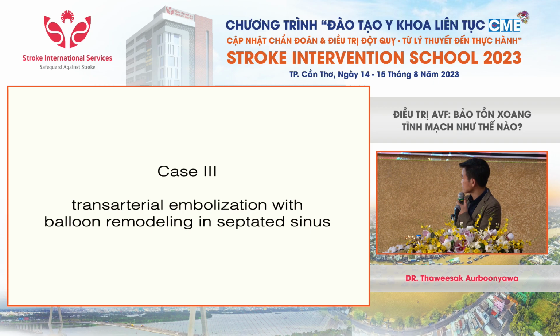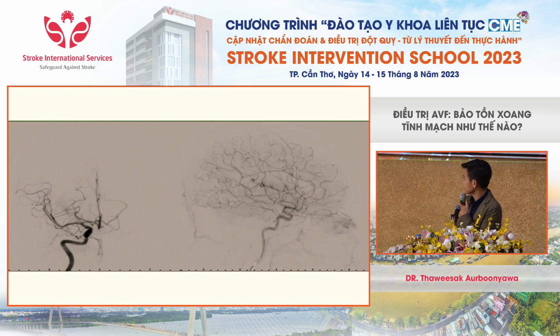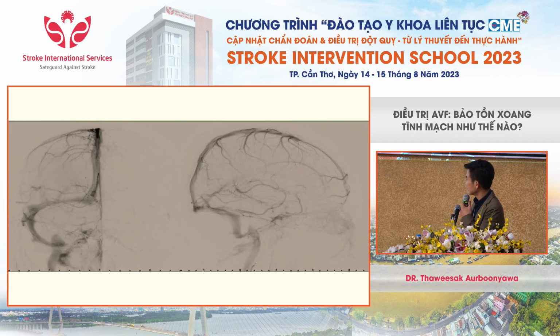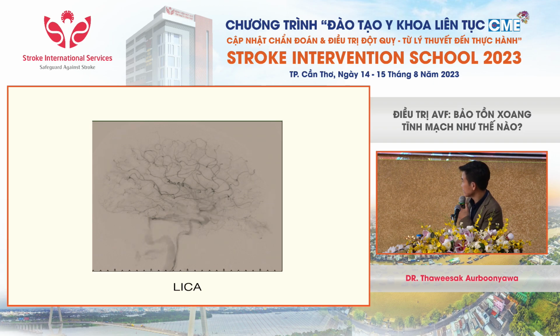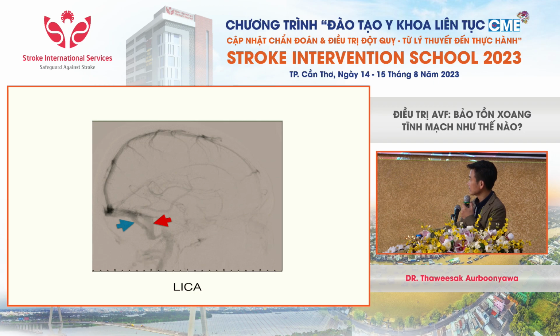The last case, transarterial embolization. Actually we have four, but I'll go with the last one. This is a septated sinus. You can see the location of the shunt was at the transverse sigmoid junction, but you can see a septated sinus. The lower one drained the brain, and the upper one drained the shunt. And luckily, the lateral vein drained into the posterior part of the sinus.